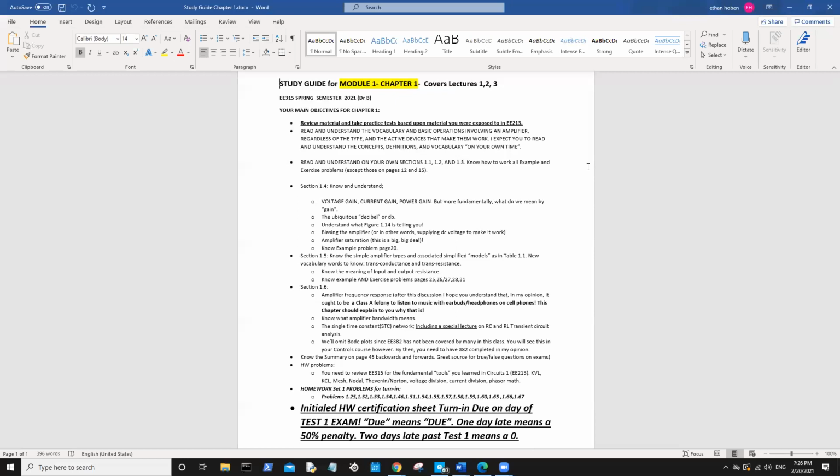Biasing the amplifier, or in other words, supplying DC voltage to make it work. That's also about rails. Basically, you just have to do it. Amplifier saturation. Another thing about rails. If you're putting in input signals that, with gain, cause the output signal to bypass your rail voltage maximum, you will saturate your amplifier and it will simply spit out a straight line that looks stupid.